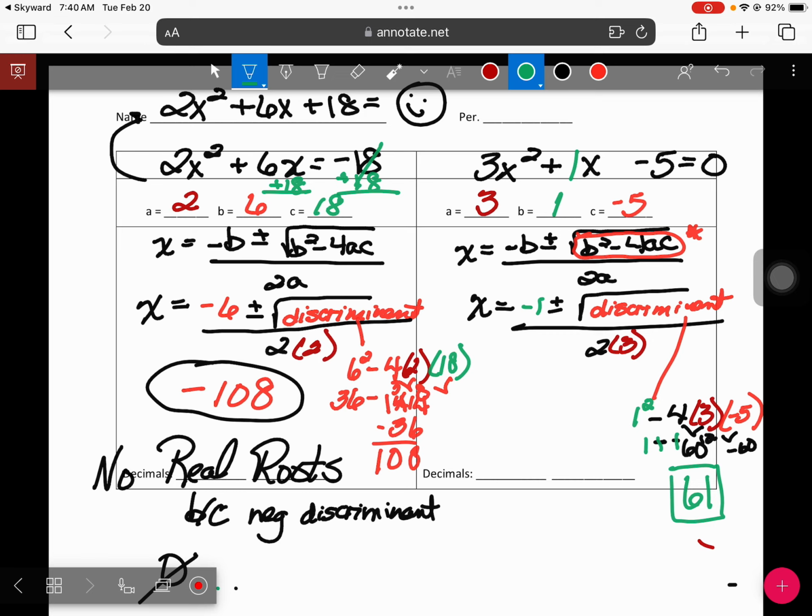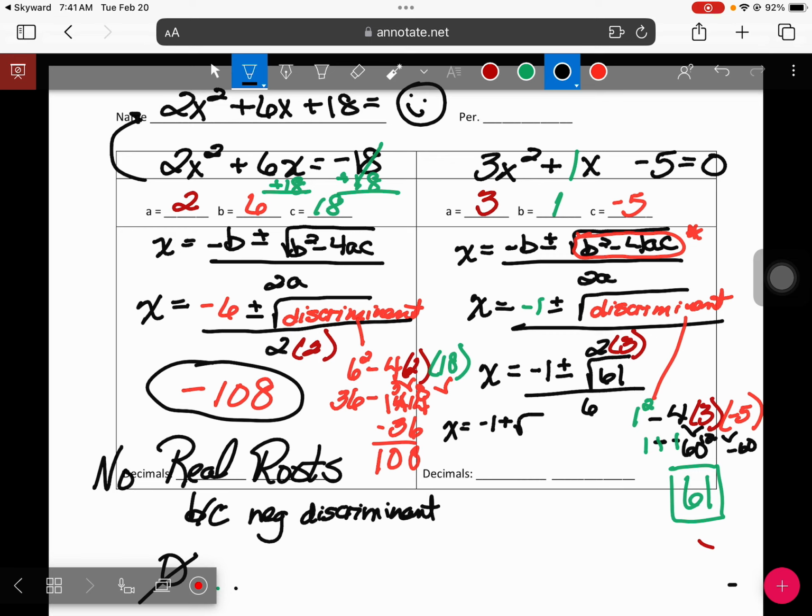Since that is a positive value, how many real roots should I expect to have? 2. All right, so let's go forth. X equals, I still keep the opposite of 1, plus or minus the square root of 61, all divided by 2 times 3, which is 6. Now, is 61 a perfect square? No. So we are going to have to use our calculators. Everybody grab your calculator.